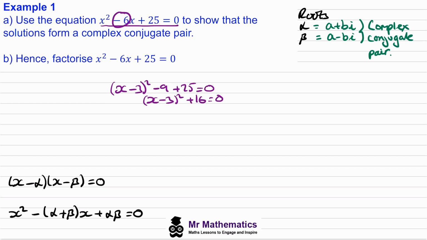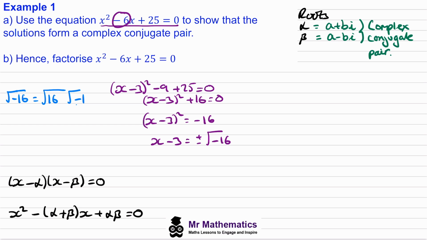Then we can move the positive 16 to the other side, so we get x minus 3, all squared, will equal negative 16. Now we'll take the square root of both sides, so x minus 3 will be plus or minus the square root of negative 16. And if you remember from a previous video, I showed you that we can write the square root of a negative, in this case negative 16, as the square root of 16 multiplied by the square root of negative 1. And this root negative 1 we call i.